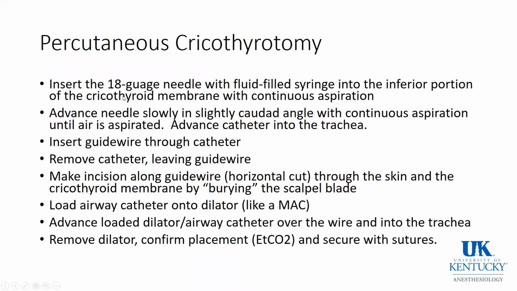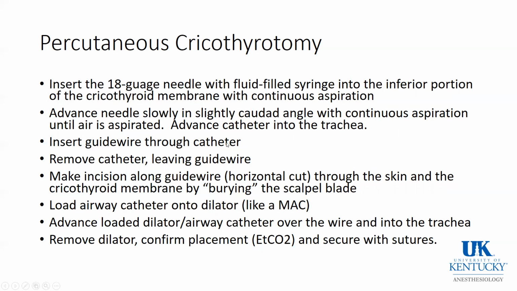Process for the perc cric. You're going to insert this 18 gauge needle with a fluid filled syringe. So just like when you're aspirating from any airspace, you'll put fluid in the syringe. You go in the inferior portion of the cricothyroid membrane. So what you felt before on yourself or otherwise, just above the cricoid cartilage. You'll advance the needle slowly and slightly caudad, which makes sense. If you think about which way the tube is going to be going, you want the needle and the wire ultimately to be pointing down towards the carina. You're going to have continuous aspiration until you get air. Once you get air, advance the catheter, remove the needle.